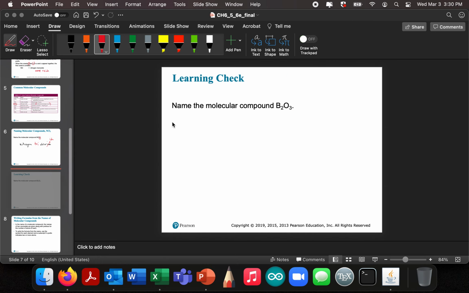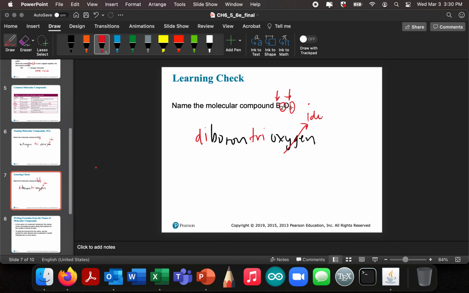Okay, let's do another one. Pause the video and do the same thing here with this. Okay, I'm going to suppose that you paused it. And I'm going to show you how I'm going to do this. I'm going to say I've got boron and oxygen, right? I get rid of that and put ide. Okay. And I see I've got a 2 here, so it's going to be diboron trioxide. And that is correct.